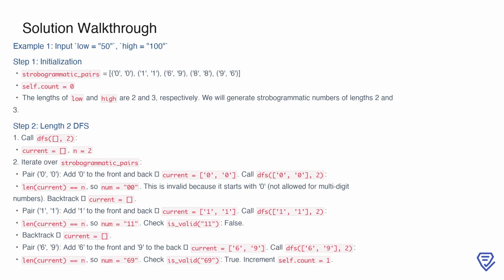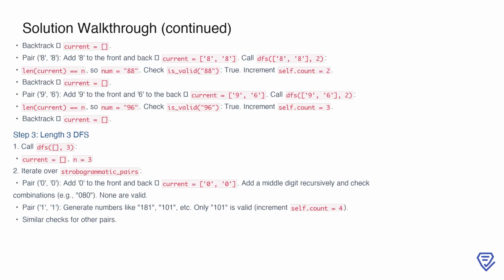When we try the pair 6, 9, it forms the number 69, which is valid and within the range, so we increment our count to 1 and backtrack to explore other possibilities. After handling the pair 6, 9, we proceed to the next pair 8, 8. Adding this pair to the front and back forms the number 88, which is valid and within the input range. We increment the count to 2 and backtrack.